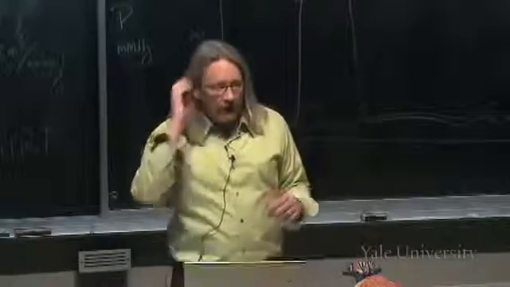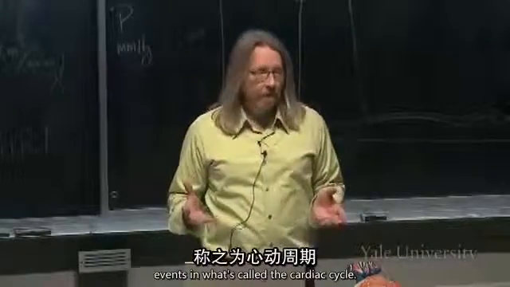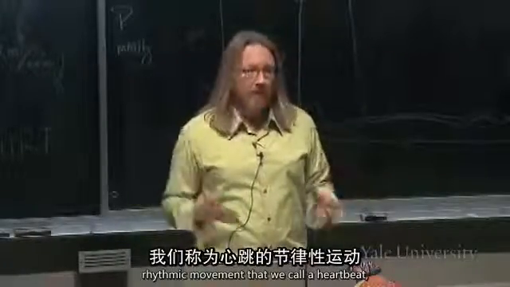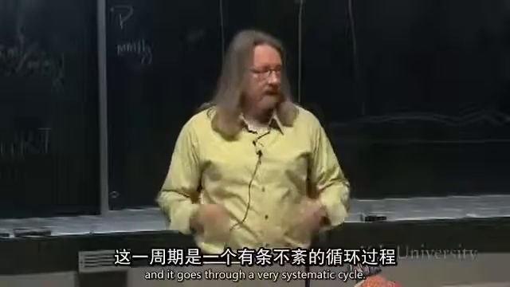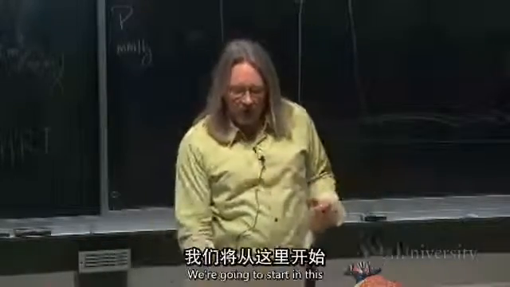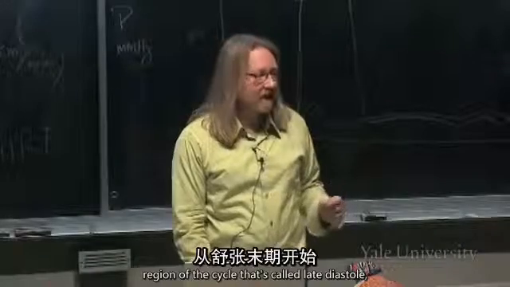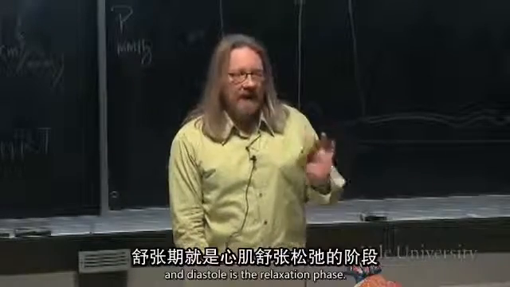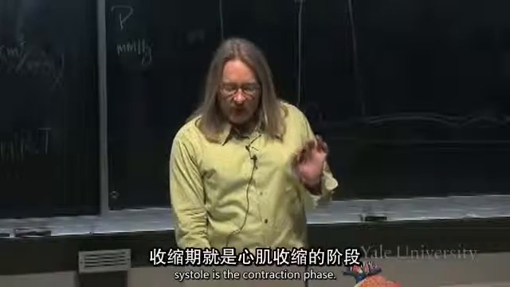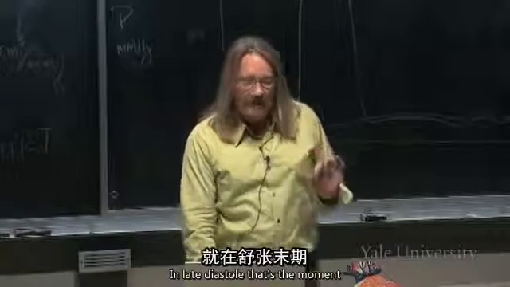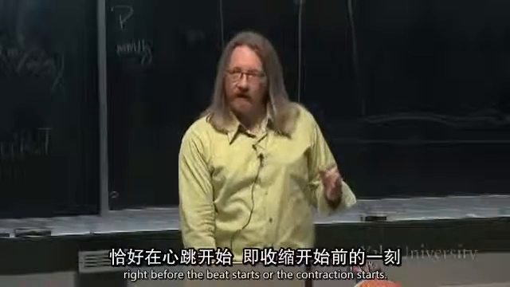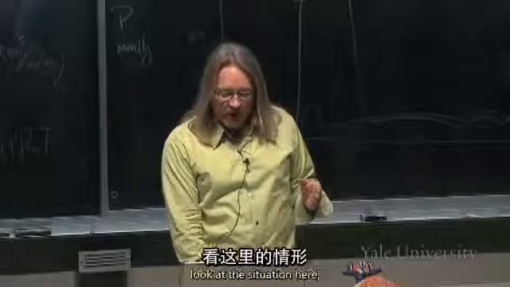This diagram shows you the events in what's called the cardiac cycle. The cardiac cycle is this rhythmic movement that we call a heartbeat, and it goes through a very systematic cycle. It's a cycle, so you could start and end it anywhere. We're going to start in this region of the cycle that's called late diastole. Diastole is the relaxation phase. Systole is the contraction phase. So in late diastole, that's the moment right before the beat starts or the contraction starts. And in late diastole, look at the situation here.